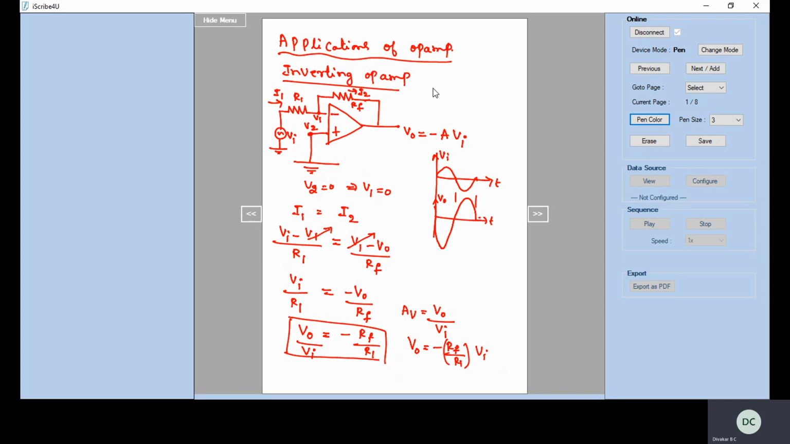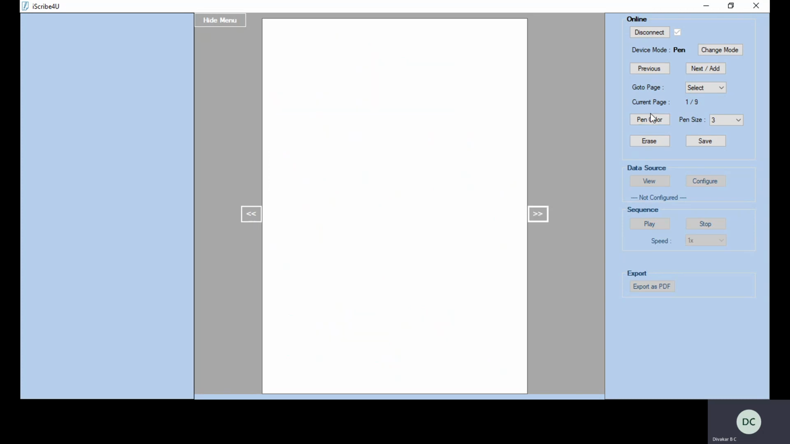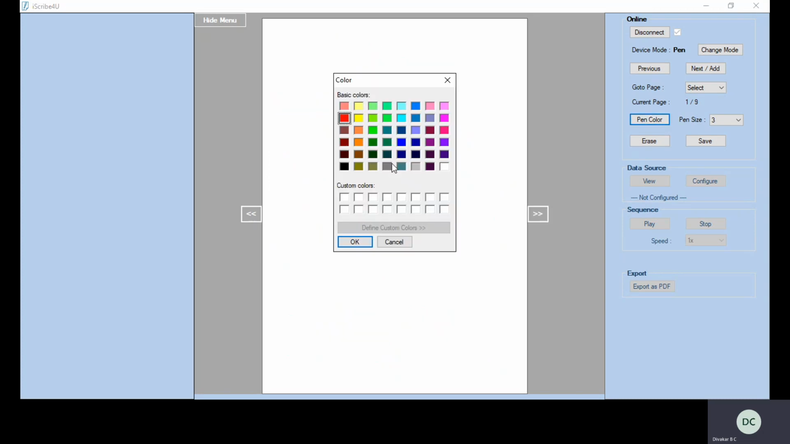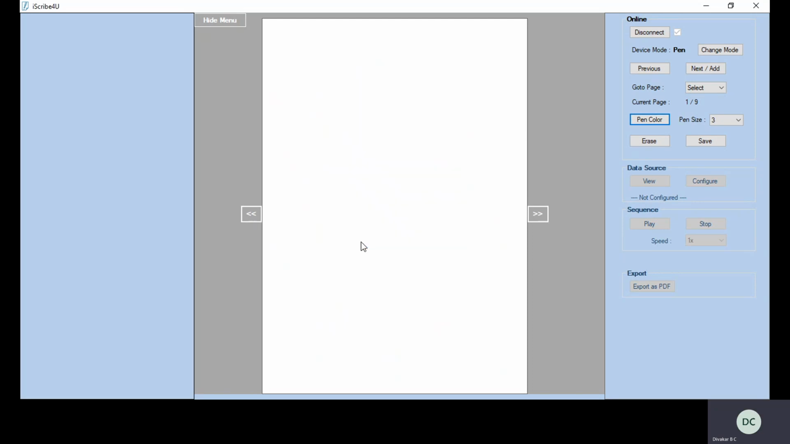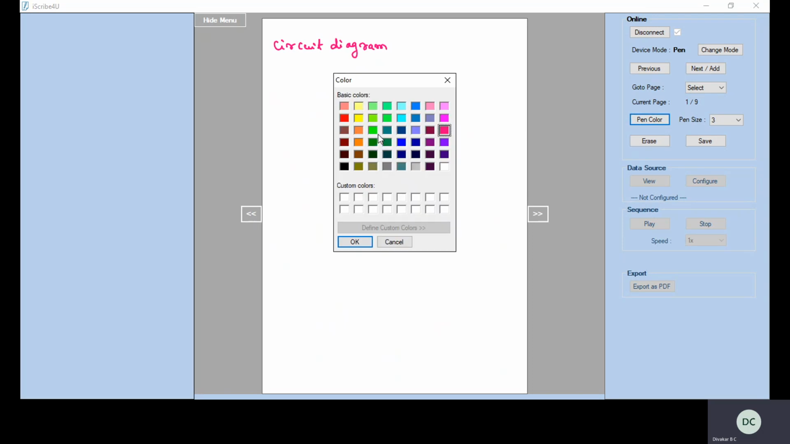Now let us take the second application, non-inverting operational amplifier. A non-inverting operational amplifier is one in which the input is applied to the non-inverting terminal and the output voltage is in phase with respect to input. So let us take the circuit diagram for non-inverting operational amplifier.